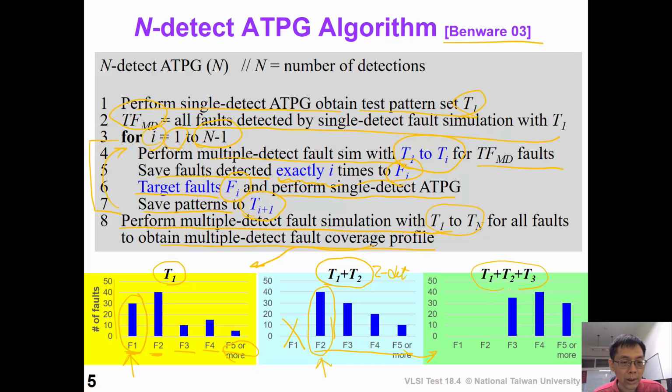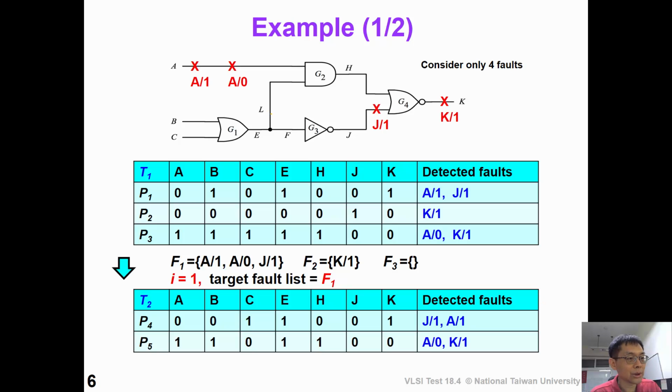T1, T2, and T3 together detect all the faults at least 3 times or more. So this is a 3-detect test set. We can continue to do this to increase the number of detections. Now let's illustrate the example on this circuit.